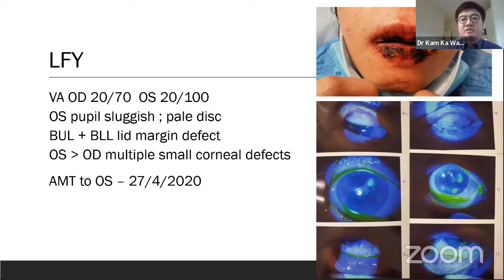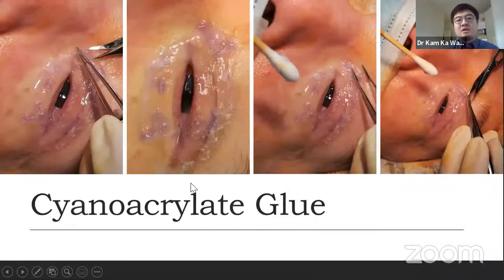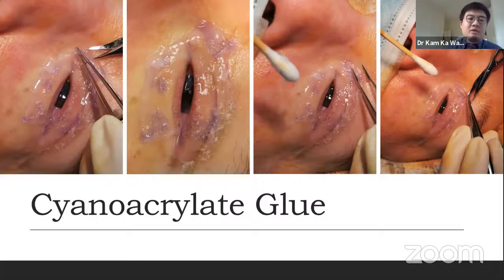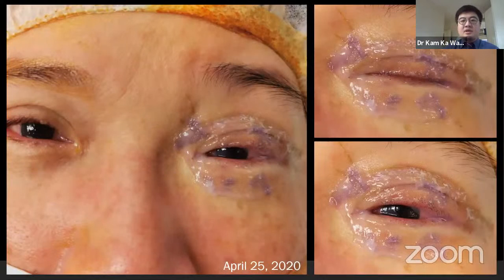At that time, she refused a procedure to the right eye and only agreed to amniotic membrane transplant to the left eye. So this time, we did not use suture. We tried the glue method, which looks pretty neat and easy, and we can avoid injecting local anesthesia into the eyelid. And this is what she looked like immediately after the surgery.